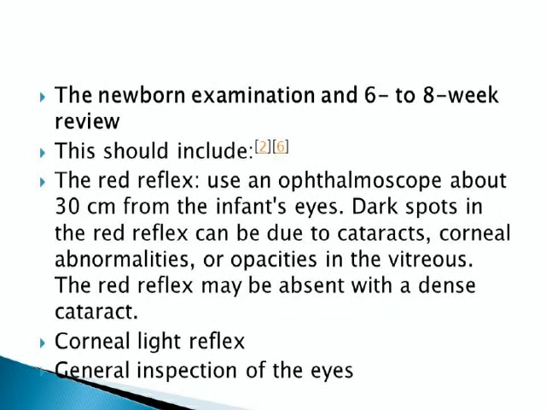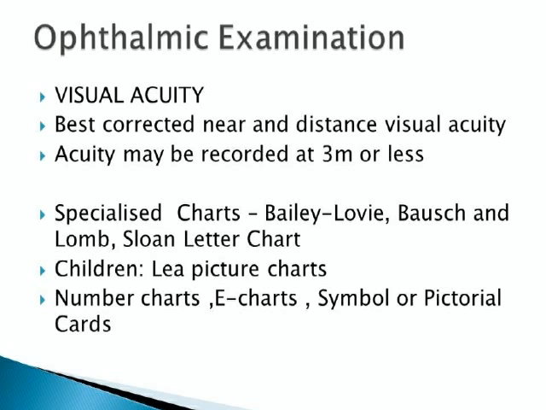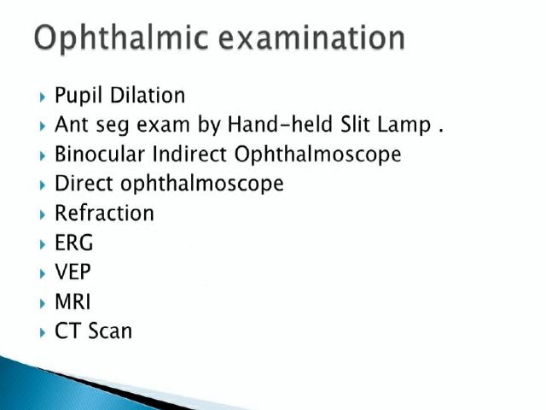For a newborn baby up to the age of 6 to 8 weeks, the examination should include examination of the red reflex, corneal light reflex, general inspection of the eyes, and in some high-risk groups, like a baby with rubella, you have to do a special examination for eye problems. The visual acuity has to be found in somewhat older children. Specialized charts are there. We have to dilate the pupil of all these children, and anterior segment examination is to be done by a handheld slit lamp. Then binocular indirect ophthalmoscopy, direct ophthalmoscopy, and refraction are a must in all the kids, and ERG, VEP, MRI and CT scan are reserved for special cases.